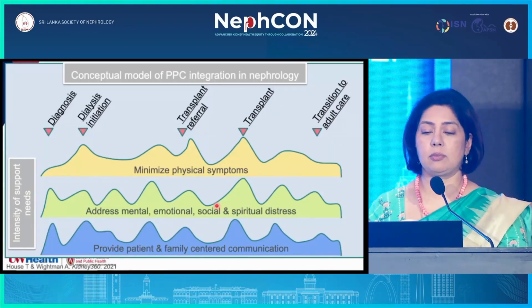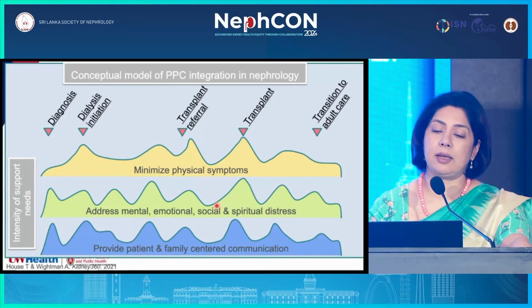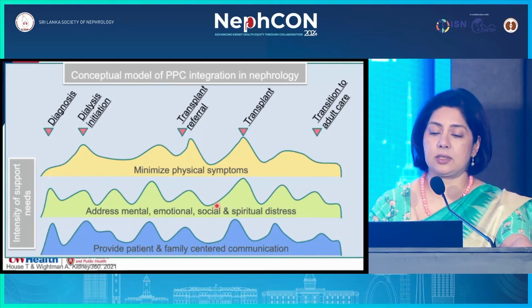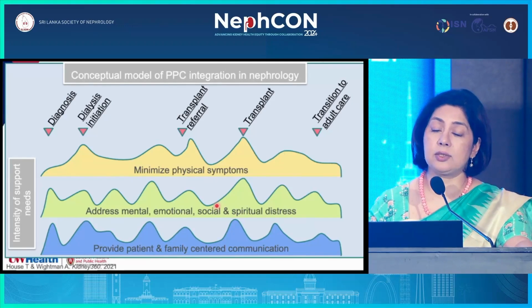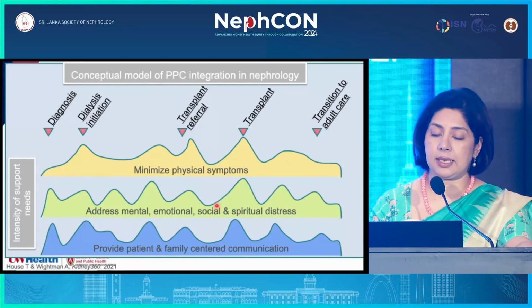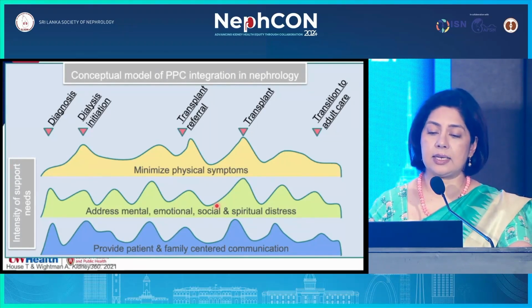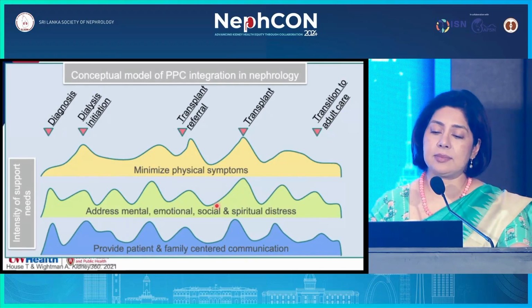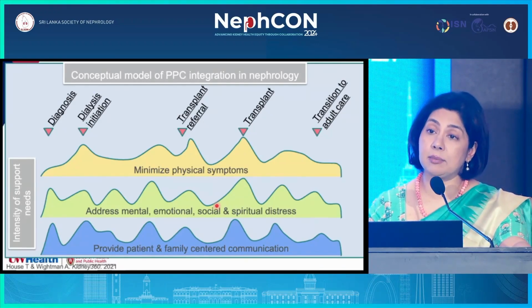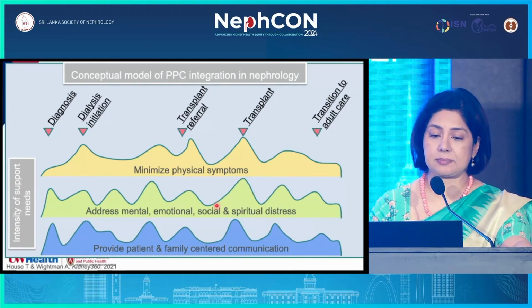This is a conceptual model of how palliative care or supportive care may be integrated into nephrology. The waves that you see are the higher needs and the times when supportive care measures should be introduced or prioritized. As you can see, it comes at the diagnosis, at the start of dialysis, at the time of transplant referral, and then at other times the supportive care needs may be stable or not so much.